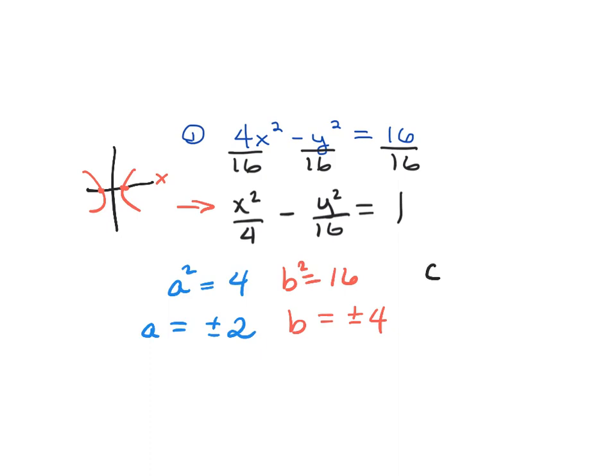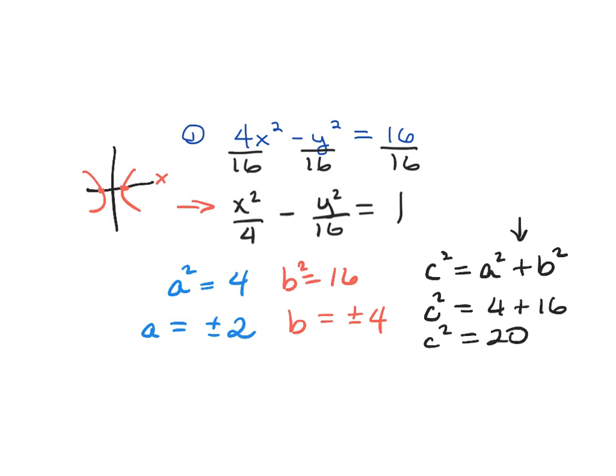So I'm going to do c squared equals a squared plus b squared. For the hyperbola, the operation in between here is going to be an addition sign. I'm now going to replace a squared and b squared from my original equation. So it's going to be 4 plus 16, c squared equals 20. I only want c, so c equals plus and minus the square root of 20.